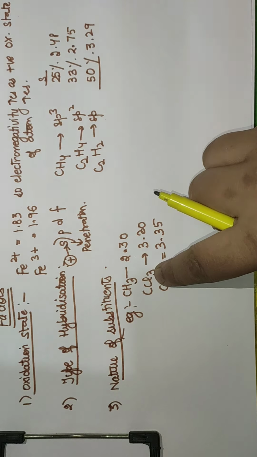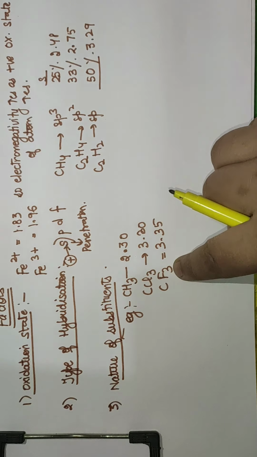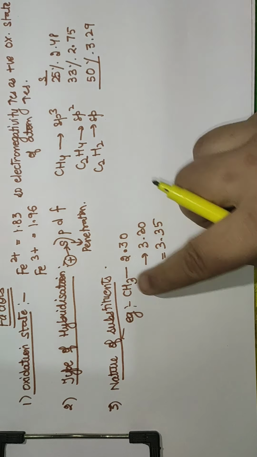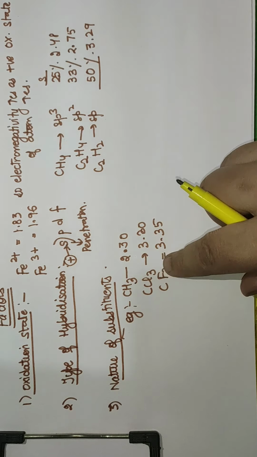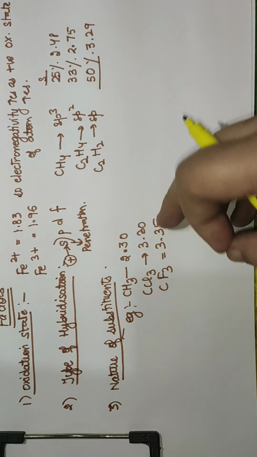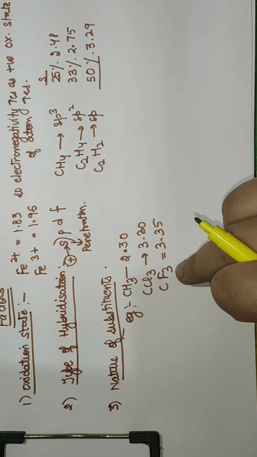While if I say out of chlorine and fluorine, which is more electronegative? Fluorine. So fluorine would have a tendency to attract the electron from the carbon itself. It is a hungry element, so it will pull the electron from carbon. These are the factors which are going to affect it.